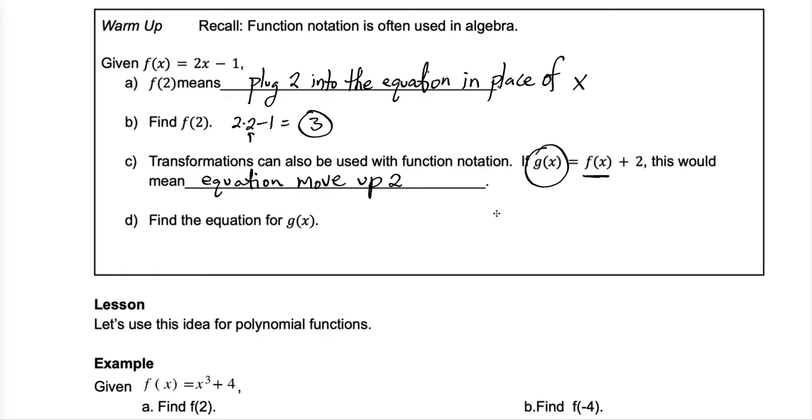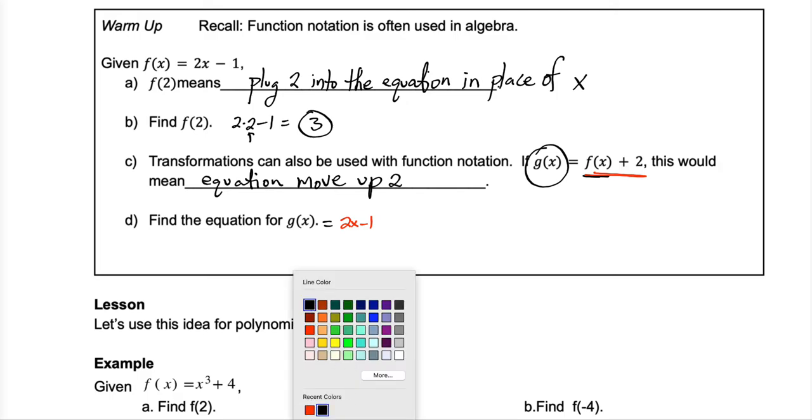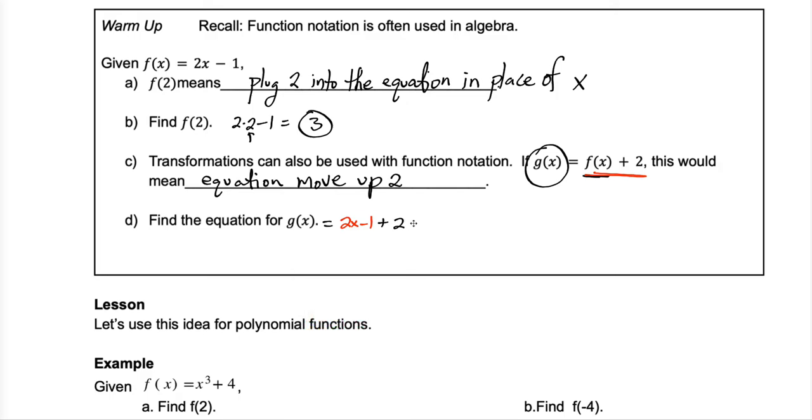So directly above this, it told us what g of x was. What is g of x? Oh, at the question. Perfect. What's f of x? No. f of 2 is 3. f of x is what's up on top. So what's f of x? 2x minus 1. Good. So we're going to take 2x minus 1 because that's f of x, and we're going to add 2 onto it, because g of x was f of x plus 2.